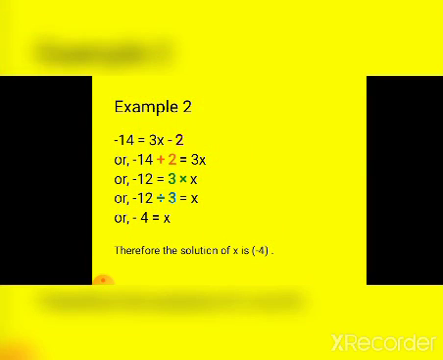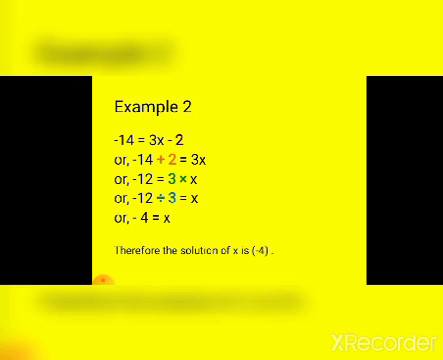Example number 2, we will solve in the same way. The question is given -14 equals to 3x minus 2. In this equation we can see that x is there on the right hand side, so we can leave x on the right hand side only. Let us take -2 from right hand side to left hand side. So what will happen? -14 plus 2 equals to 3x.